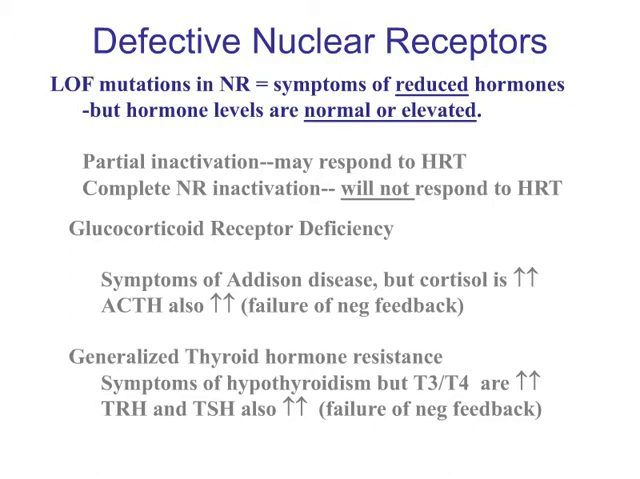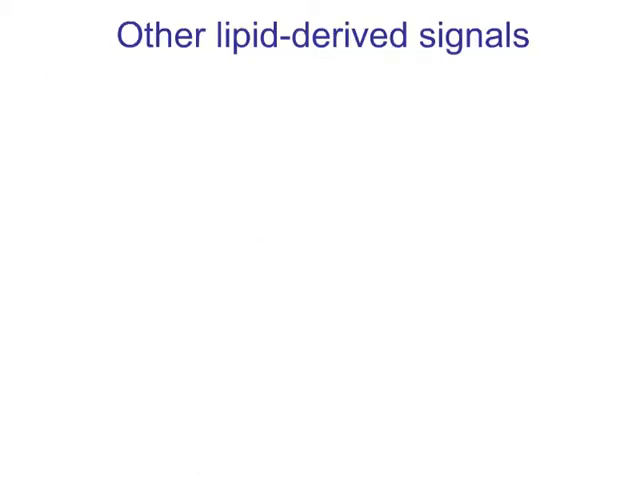Another well-known example of a loss-of-function mutation in a nuclear receptor superfamily member is androgen insensitivity syndrome and Reifenstein syndrome, which is a partial androgen insensitivity syndrome. Both of these involve loss-of-function mutations in the androgen receptor. This affects individuals who are genotypically XY, or male, that develop phenotypic characteristics of female.